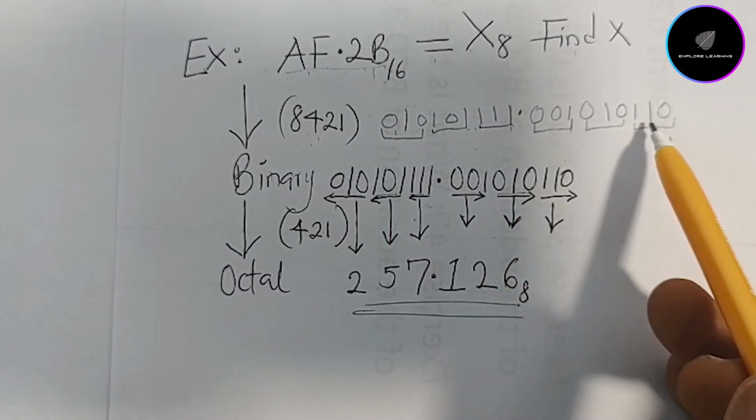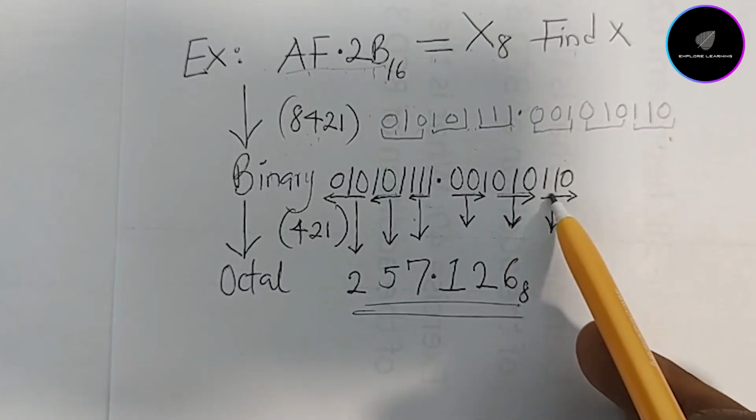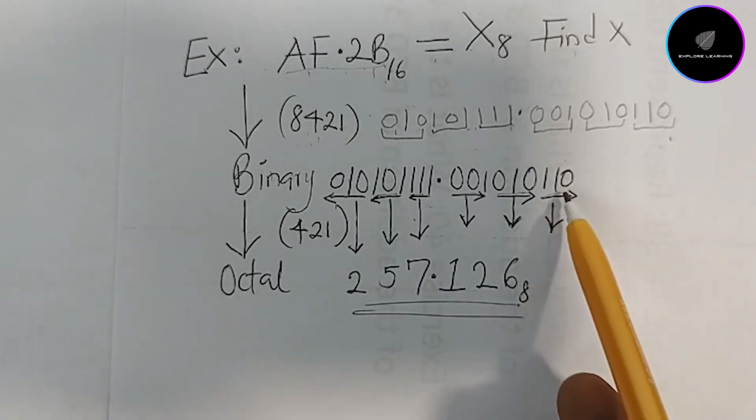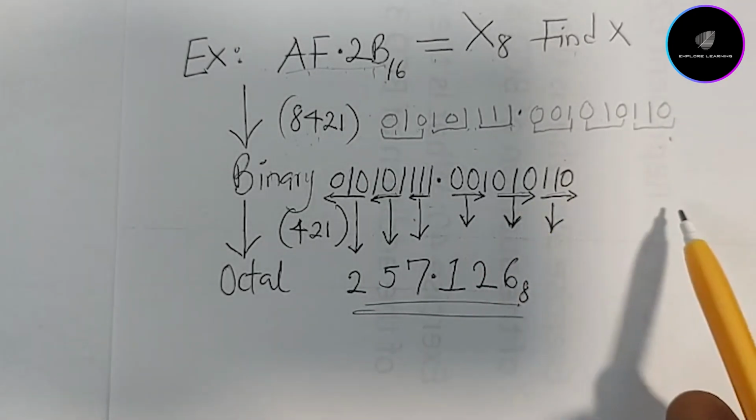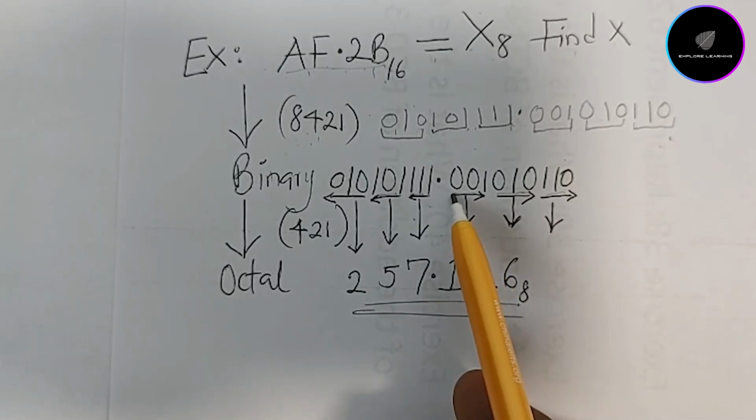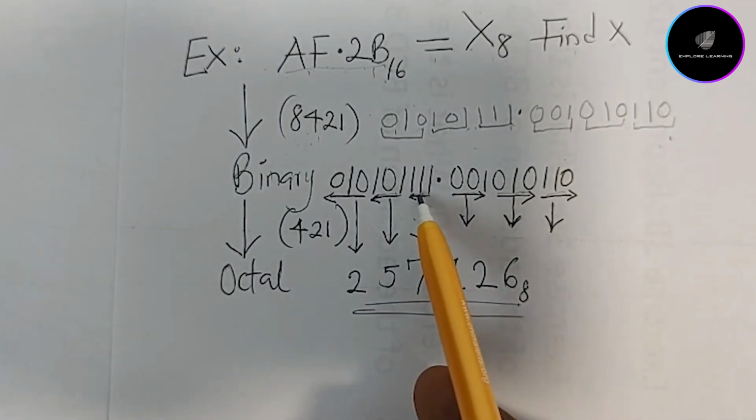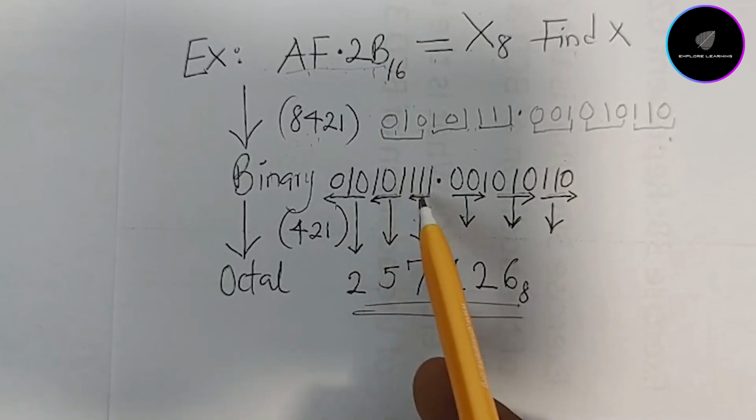Now the arrow tells us the direction of our grouping. So like I said, we group from left to right this way, and then for these values before the decimal point, we group from right to left this way. So the arrows indicate the direction of grouping.